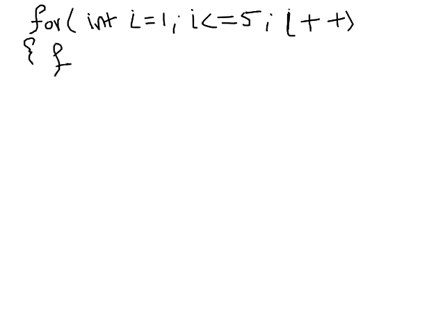For int i equals 1, and give a final value. Say i less than or equal to 5, i plus plus. Okay, now we'll have the nested one.